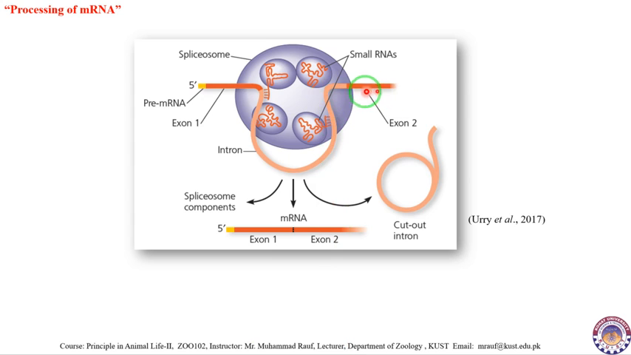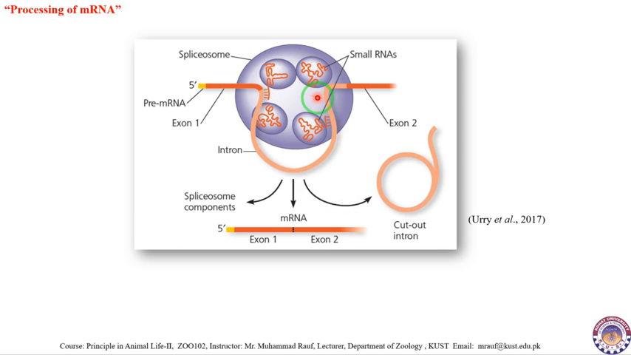Here you can see this is an exon, a coding region. This one is also a coding region. This is the long non-coding intron. So a spliceosome complex comes, this spliceosome complex has small RNAs and these small RNAs along with other enzymes cleave those ends and detach the introns from the coding regions, and the coding regions are rejoined with each other.